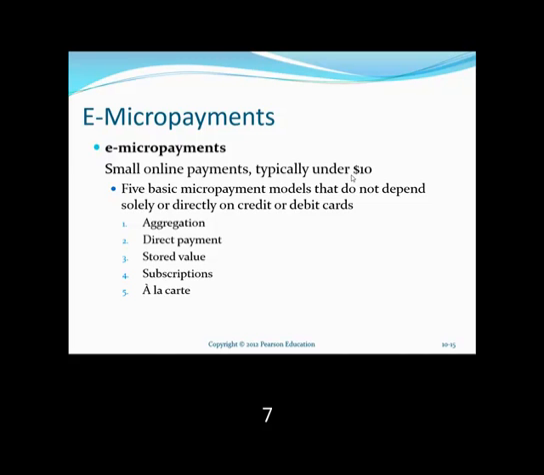the evidence indicates that consumers are interested in using their credit and debit cards for small value online purchases. For example, you want to buy songs on iTunes, online games, ringtone sales. So in response, a number of newer micropayment models such as aggregated purchase have been developed to reduce the fees associated with credit and debit cards. Okay, so these are the types of it: aggregation, direct payment, stored value, subscription, a la carte. So you can read it by yourself in the books.